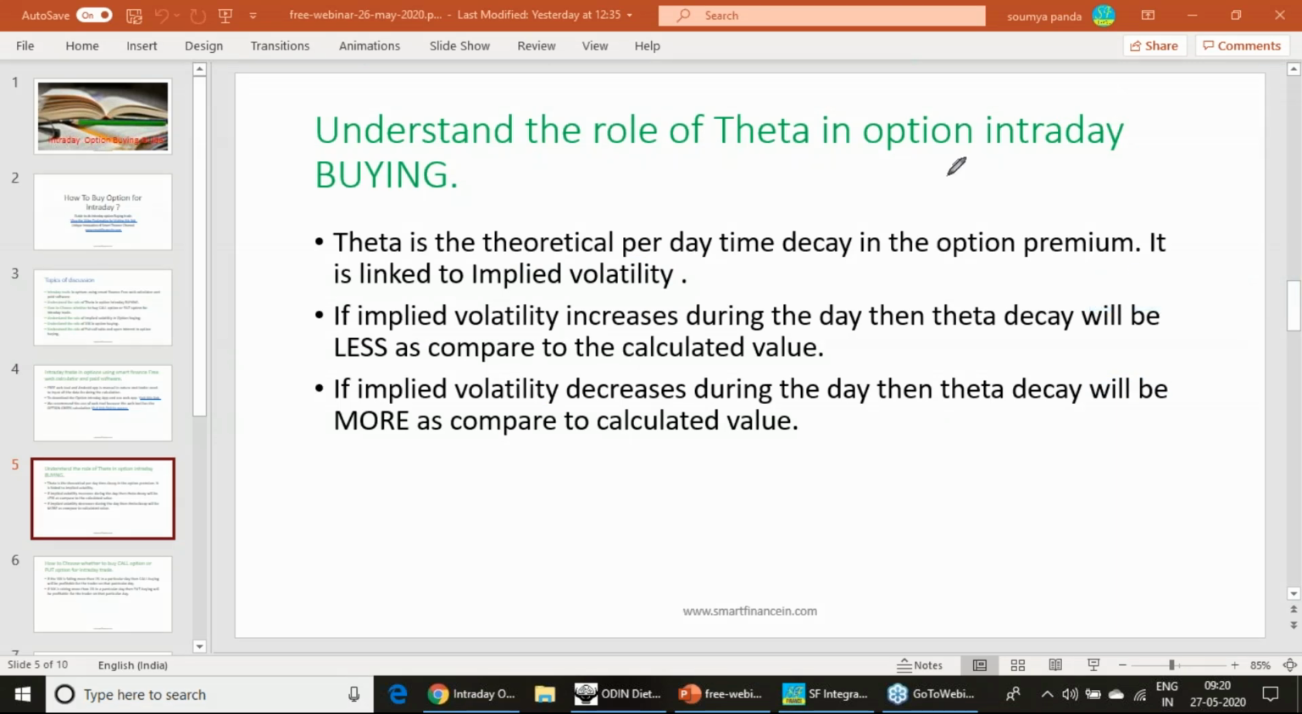As a trader, what is the meaning for you? Suppose you have bought an option at 100 rupees. Your first target is at 150, and you have a theta of 5 rupees. So you won't get 115, rather you will get 110. This is the implication of theta.